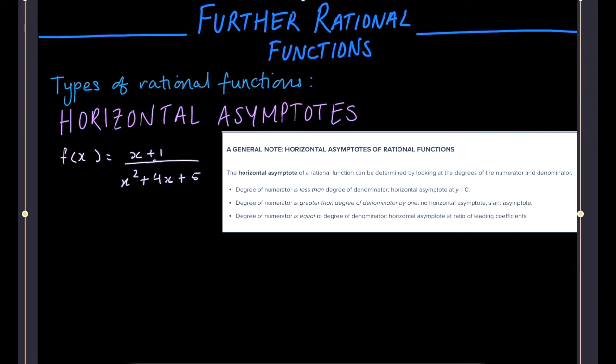If the degree of the numerator is less than the degree of the denominator, like we discussed before, the horizontal asymptote would automatically be at y equals 0. You don't even have to think about it. The horizontal asymptote is always done analytically. If the degree of the numerator is greater than the degree of the denominator by 1, there's no horizontal asymptote, and it's an oblique asymptote or a slant asymptote, and that's what we're going to look into next. And if the degree of the numerator is equal to the degree of the denominator, the horizontal asymptote is the ratio of the leading coefficients. And I'll explain what this means.